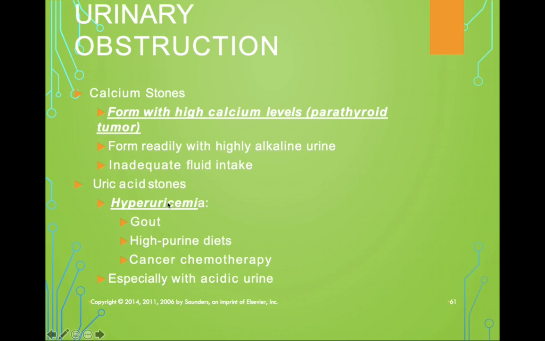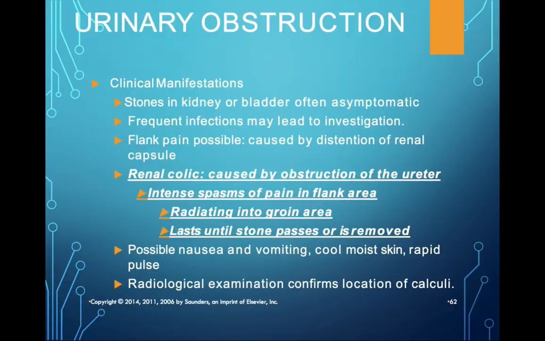The uric acid stones are seen with hyperuricemia. Now you have increased uric acid. We've seen that with gout, diets high in purine, secondary to chemotherapy. And we see these when the diets tend to be a little bit more acidic, so the lower pH urines are going to have those.